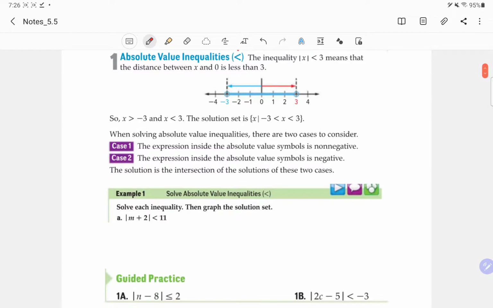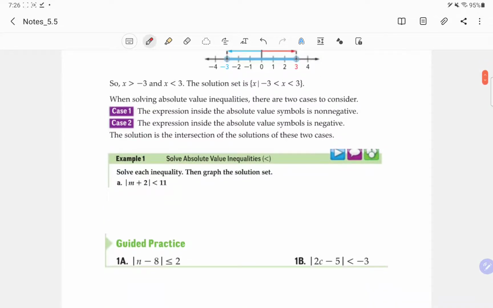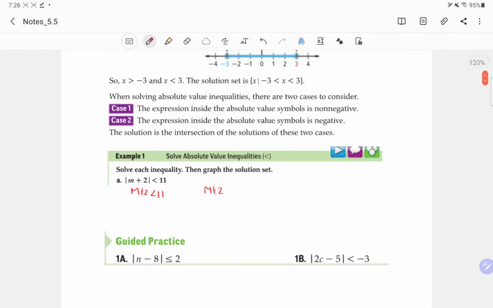So if we look here at example 1, let's just start there, all right? It says the absolute value of m plus 2 is less than 11, so m plus 2 has to be less than 11. And if I take m plus 2 inside this absolute value, we also could have gotten negative 11, okay? Which means we need to consider that situation as well. So here's where that and thing comes in.